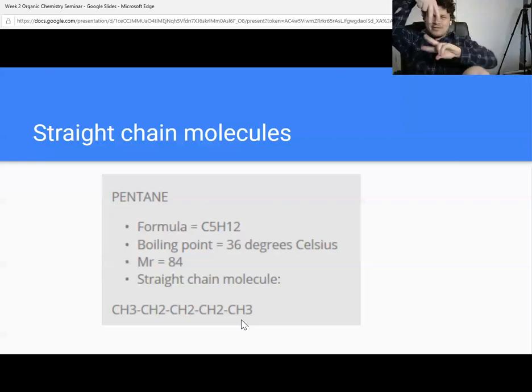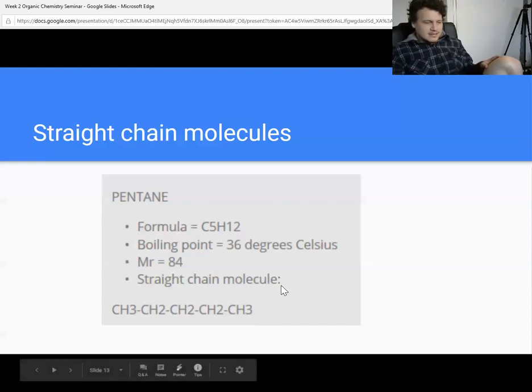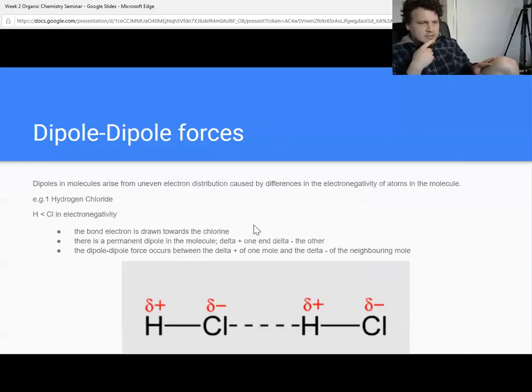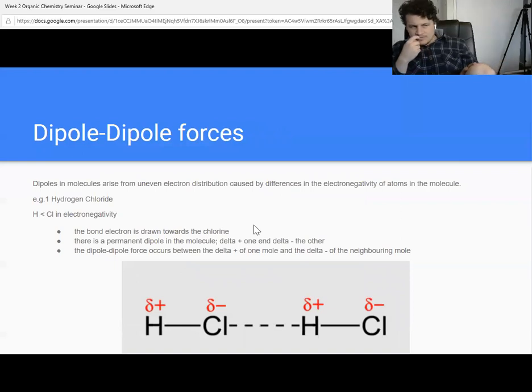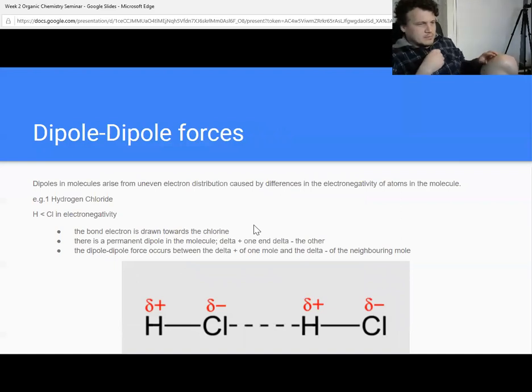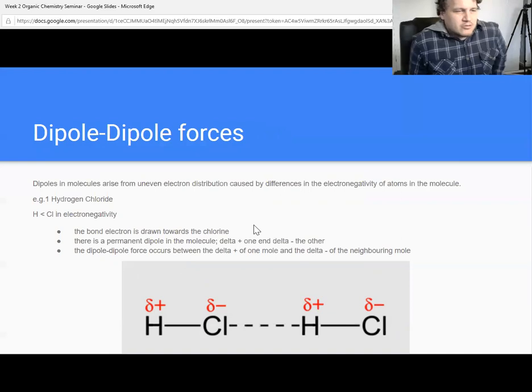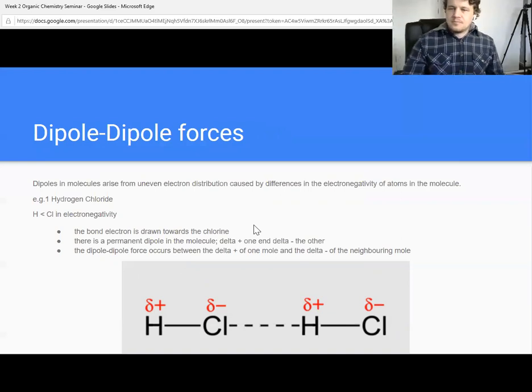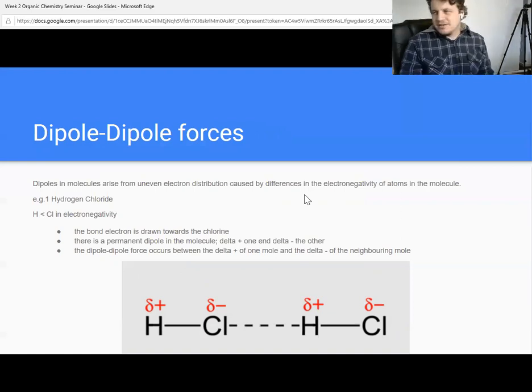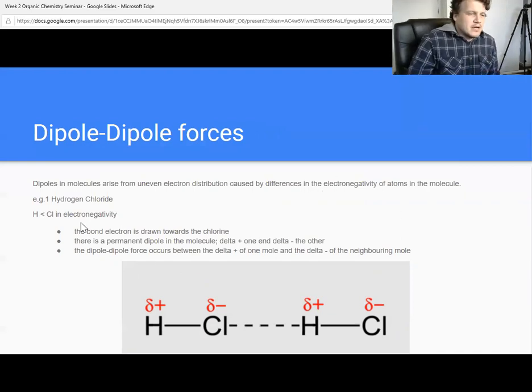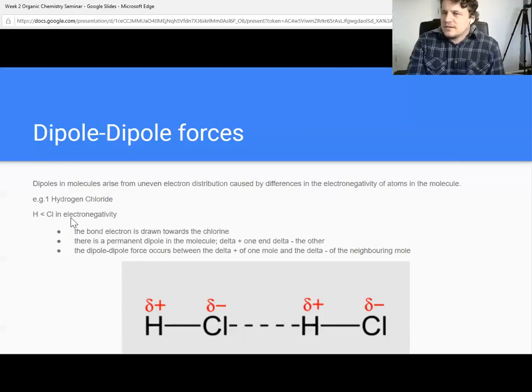Branch chain, there's not as much potential for those, what's the word? Interactions to take place. So dipole. Unequal electron distribution. As I have said a million times now, electronegativity. And there's a significant difference between the electronegativity values.